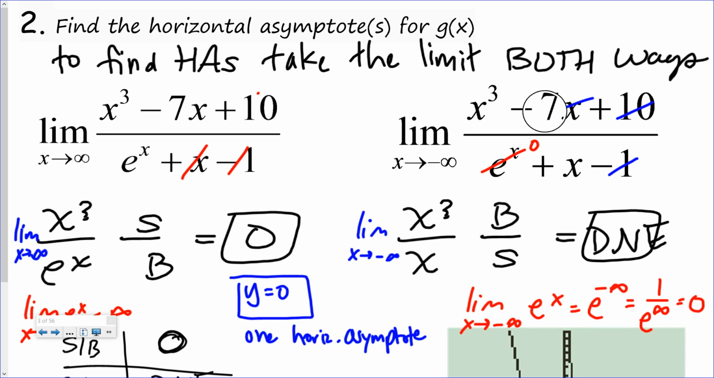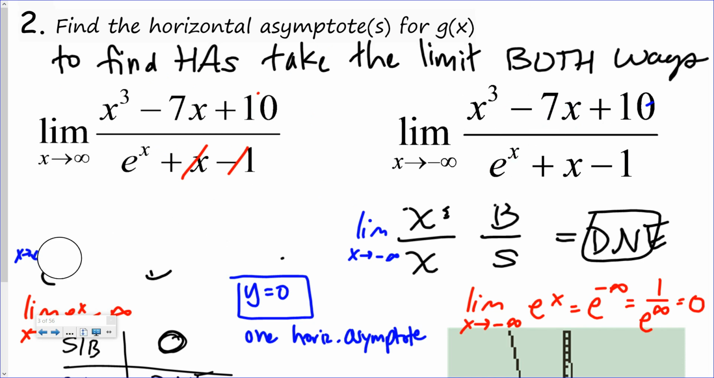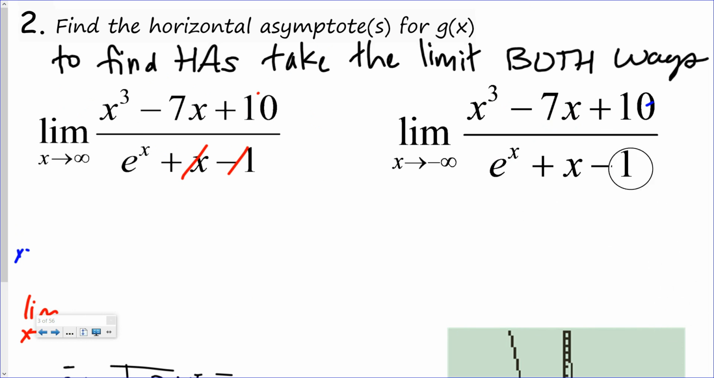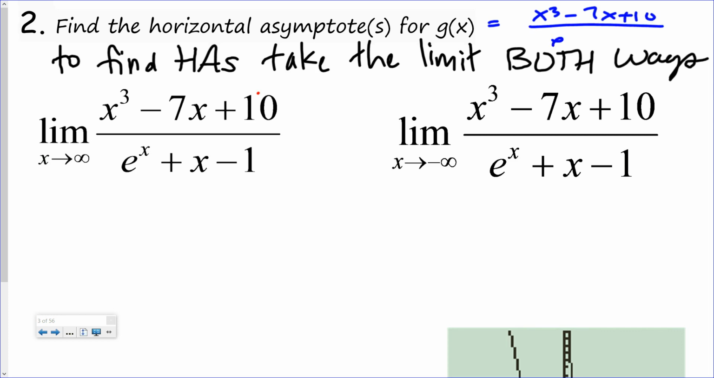We're also going to do this problem here. And let me tell you, I've told you way more on this problem than you'll get on your test. On your test, can you take a look at your homework from last night? Your test is going to look like number 1, 2, or 3 on your homework last night. All it will say is find the horizontal asymptote for g of x. And for g of x, it's going to say equals x cubed minus 7x plus 10 over e to the x plus x minus 1.